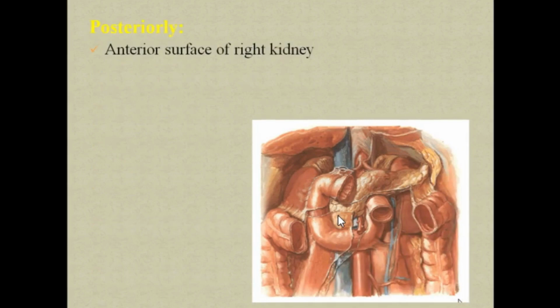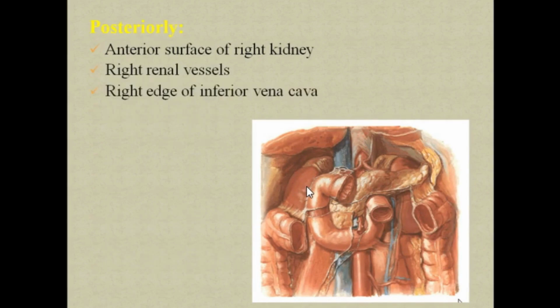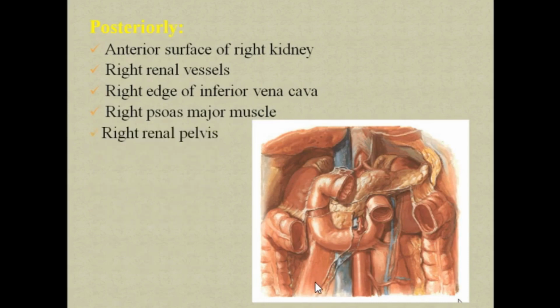So posteriorly we have got relation of right kidney. So this is the part, anterior surface of right kidney will be related, right renal vessels will be related, and inferior vena cava's right edge will be related. This is inferior vena cava, right margin will be related posterior to the second part of duodenum. Along with that, a muscle called right psoas major will be related, and with that we have got right renal pelvis of the kidney also related. So these are the relations of posterior aspect of second part of duodenum.